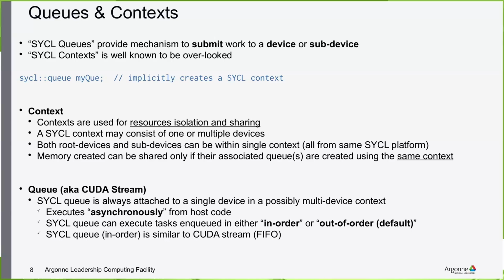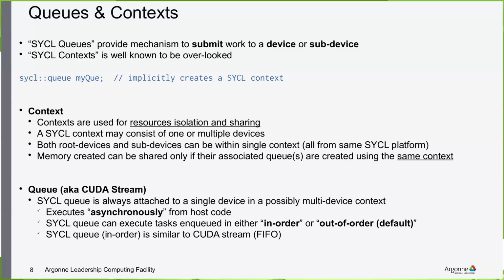A SYCL context consists of one or multiple devices. As I was saying, if you have one device, it's just isolated to that device. If you have a SYCL context for all the devices, they share the same SYCL context. On the other hand, you have a queue. Someone asked a question about what a CUDA stream looks like. If folks know, a CUDA stream is a FIFO interface, first in, first out. This acts like an in-order operation.